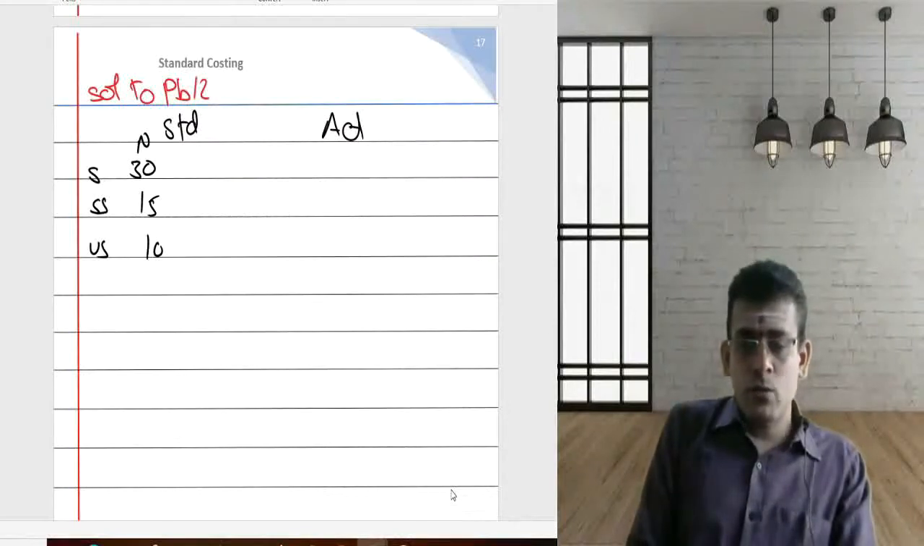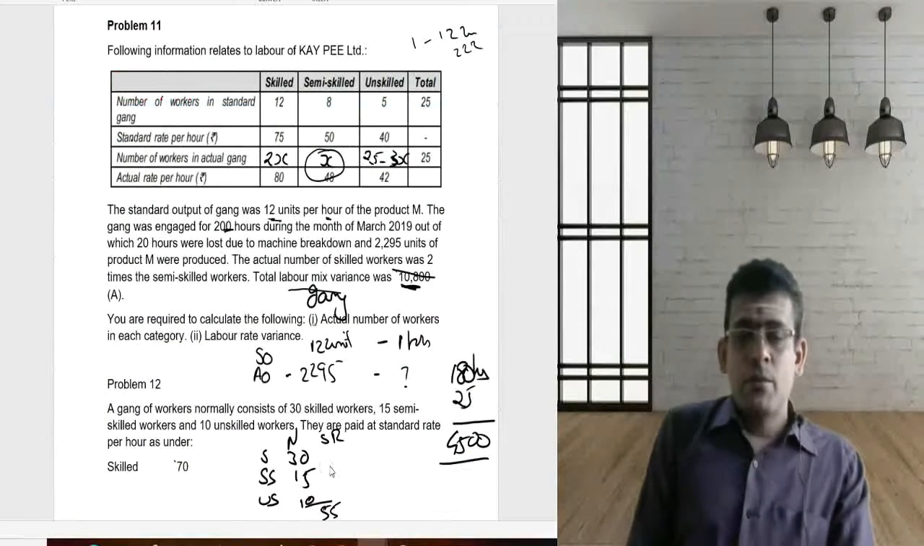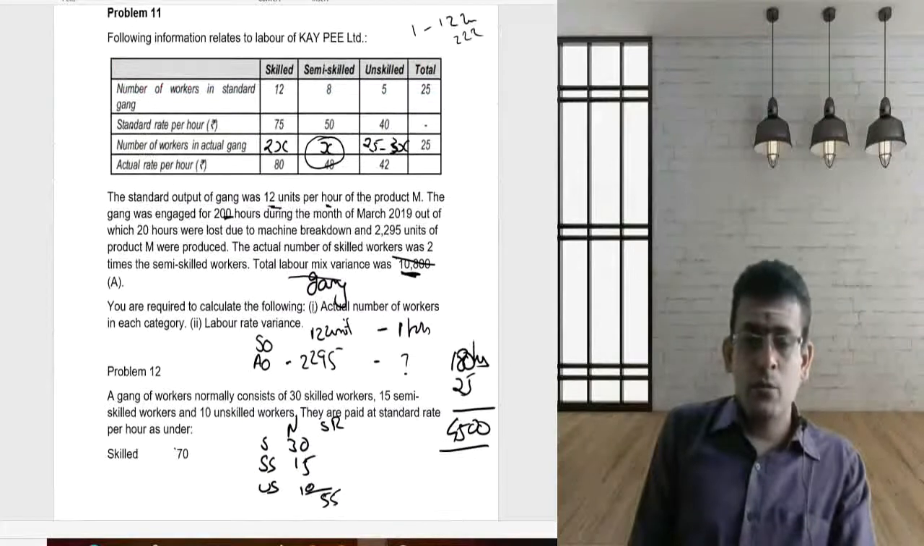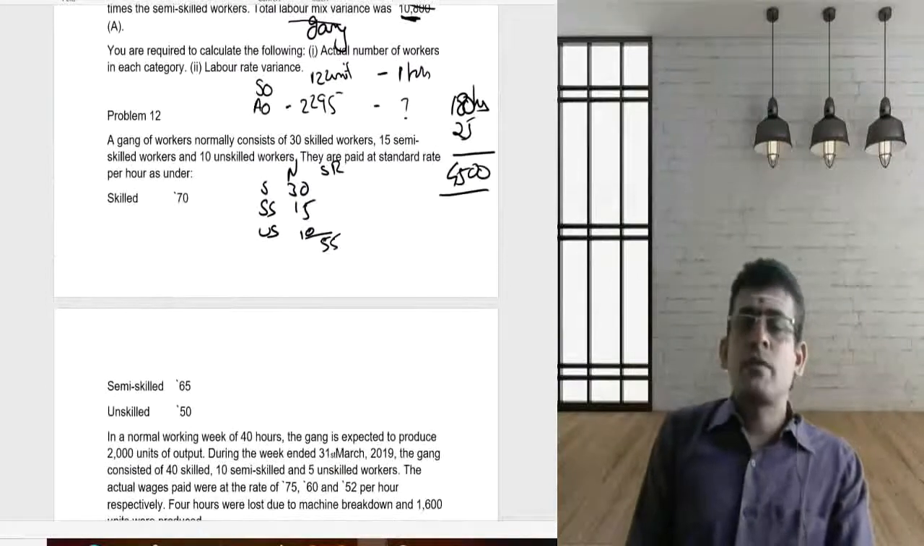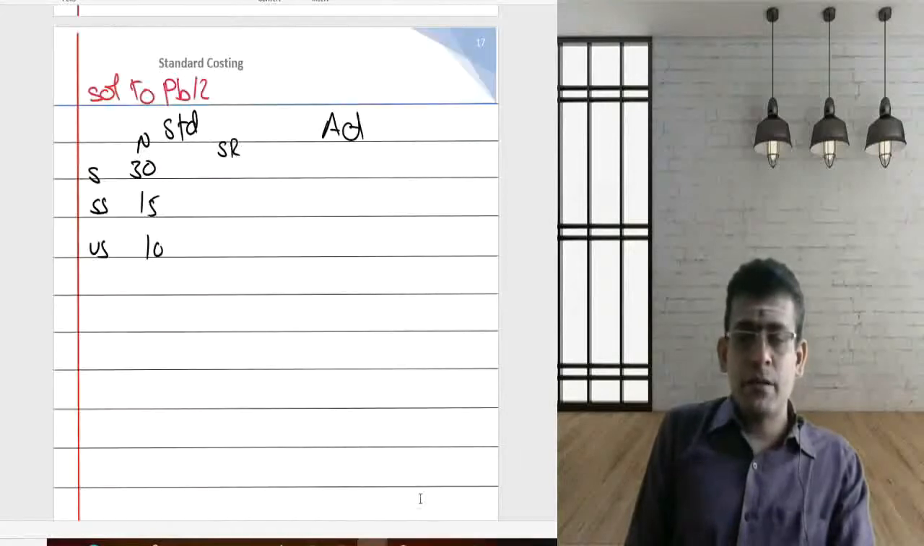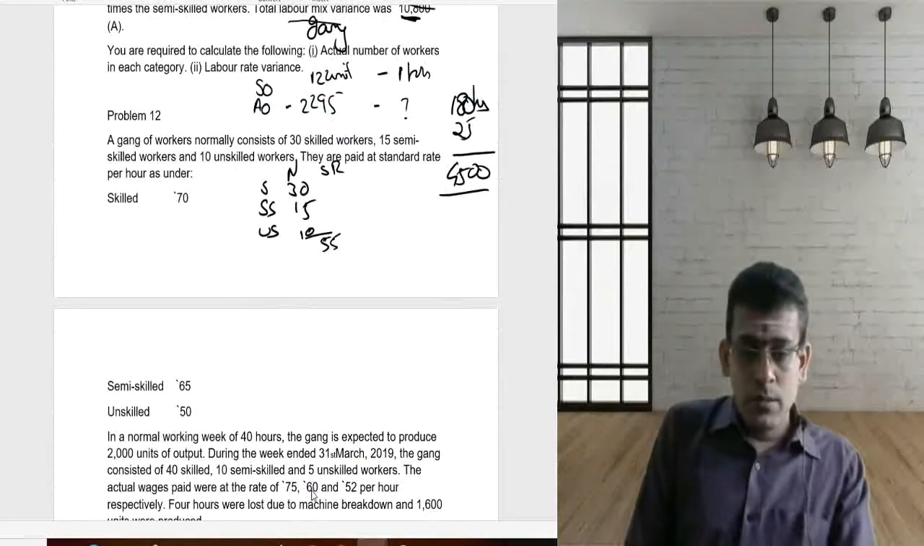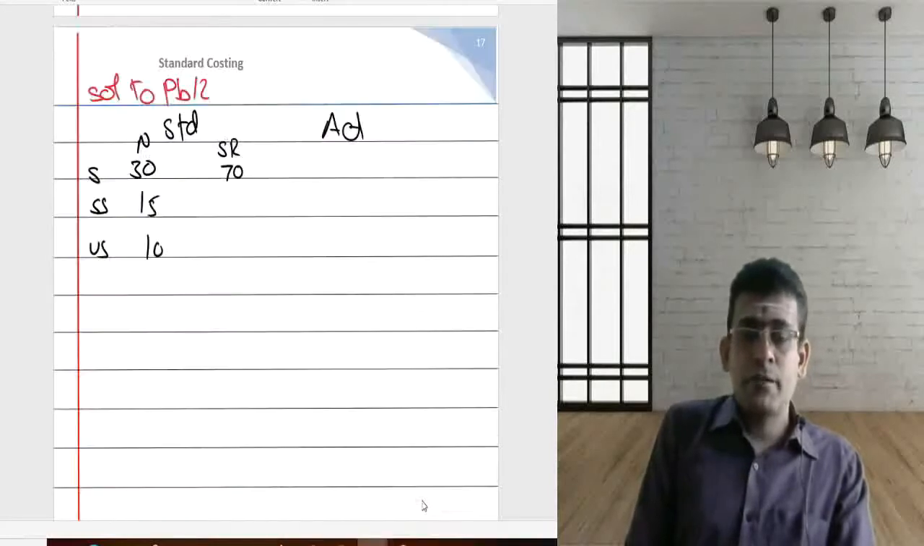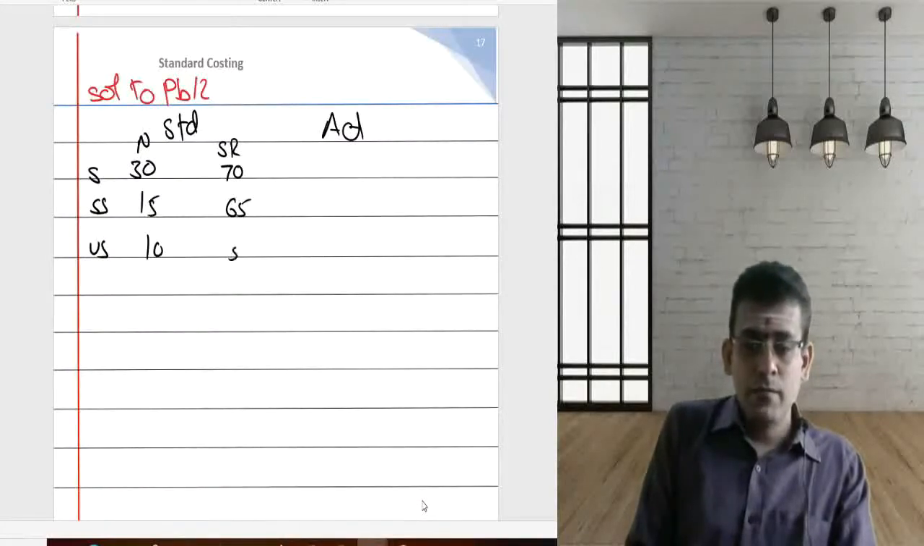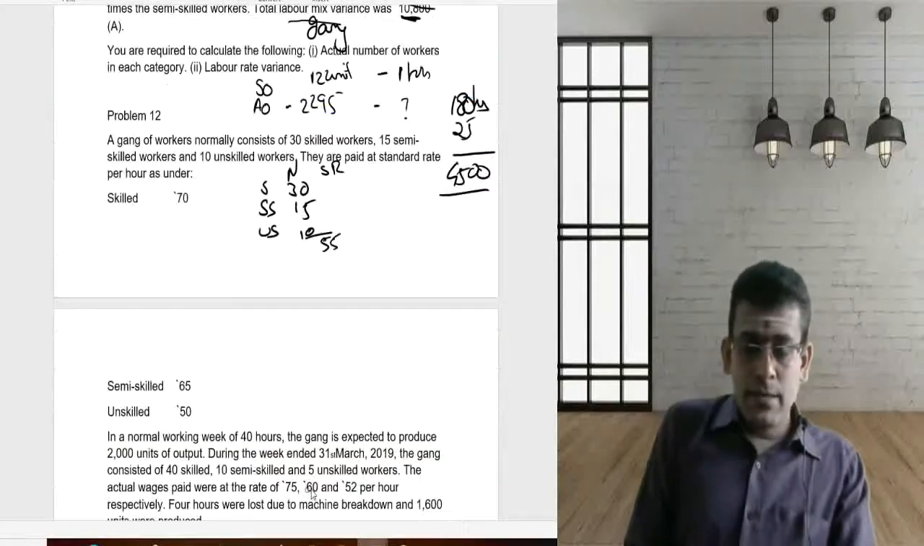Now he is also giving you something called the standard rate. What is the standard rate mentioned? Standard rate is 70 rupees for skilled, 65 rupees for semi-skilled, 50 rupees for unskilled. So 70, 65, 50.